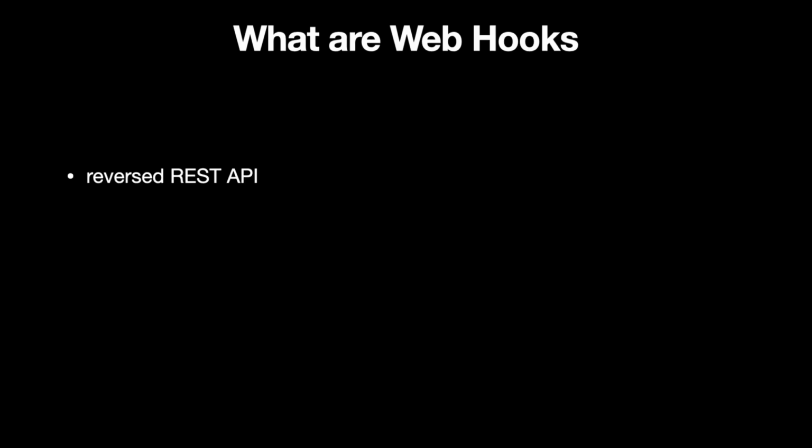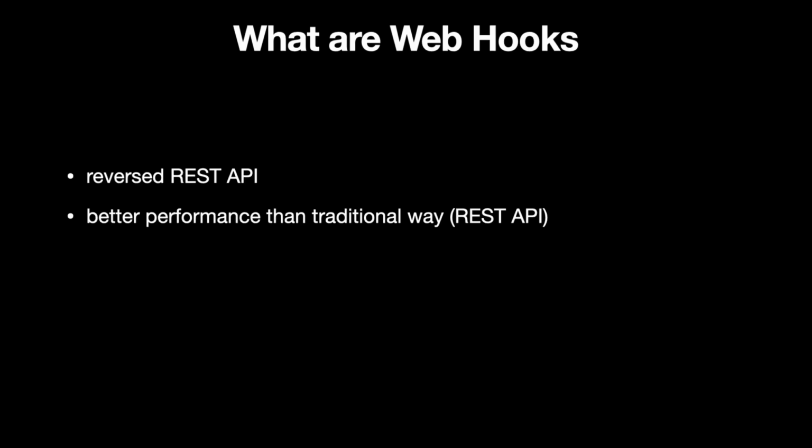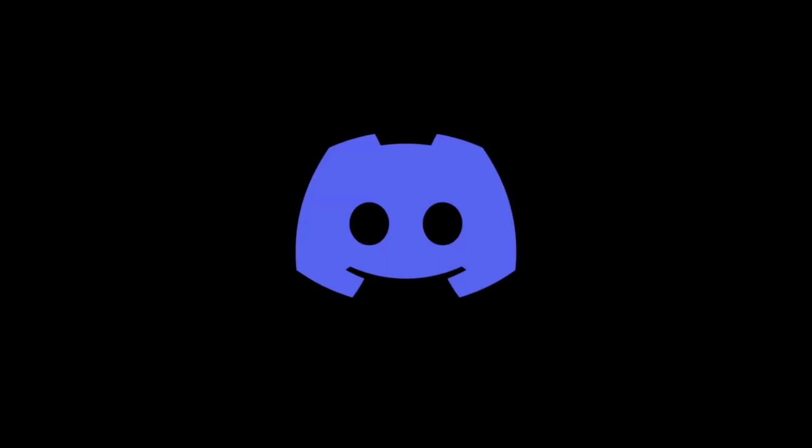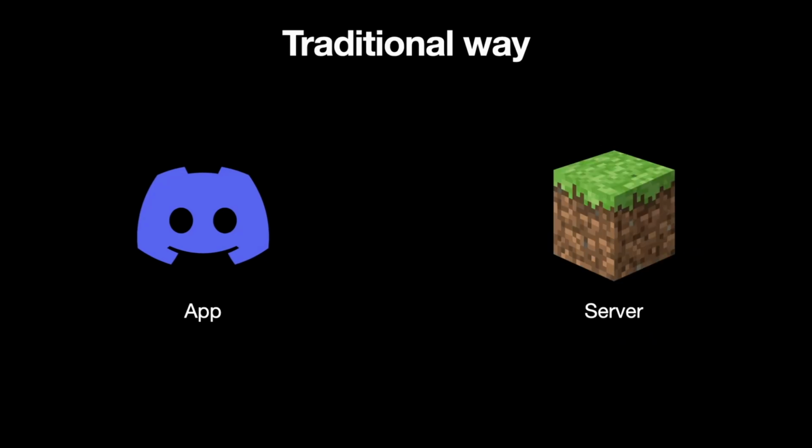You can think of webhooks as a reversed REST API, with better performance than the traditional way when it comes to live data gathering. And the components included in this are an app that needs data and a server that provides the data. The app in this case is Discord, and let's first look at the traditional way. As I already said, the app that needs the data is Discord, and the server that provides the data in this context is your Minecraft server.